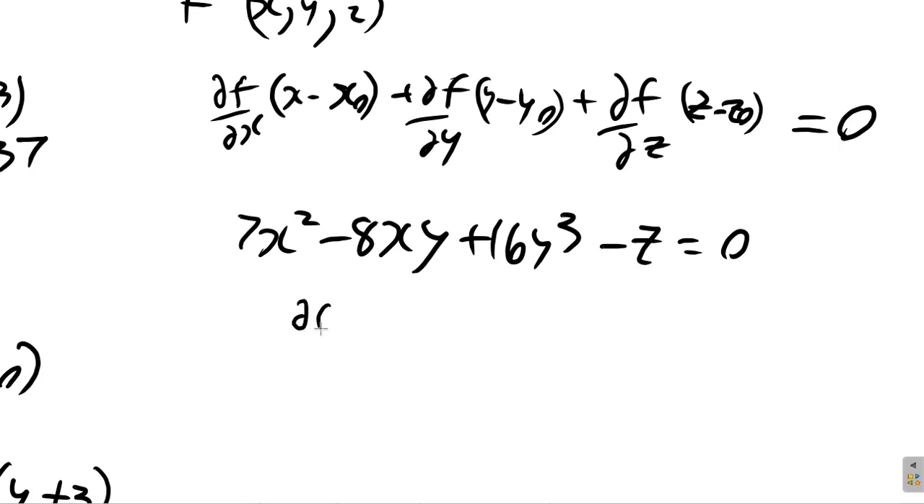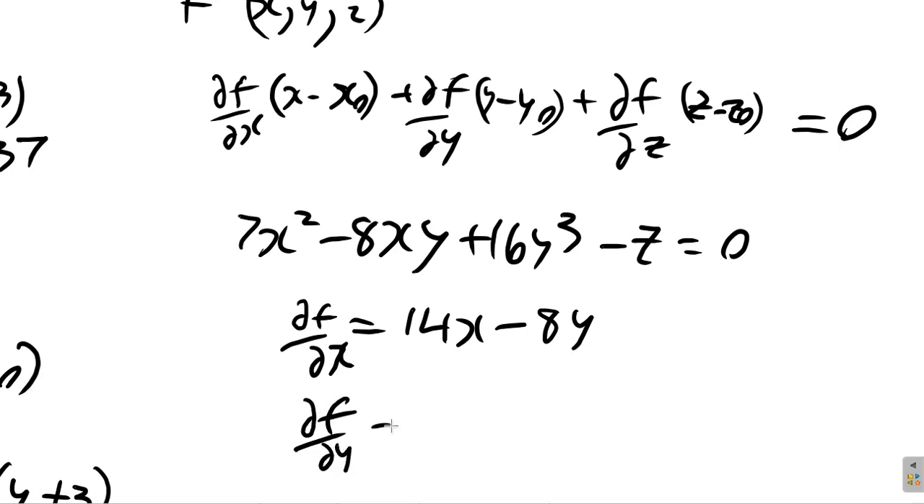For delta f by delta x, it would be 14x minus 8y, alright? What would be delta f by delta y? It would be negative 8x plus 48y squared, which we did before.